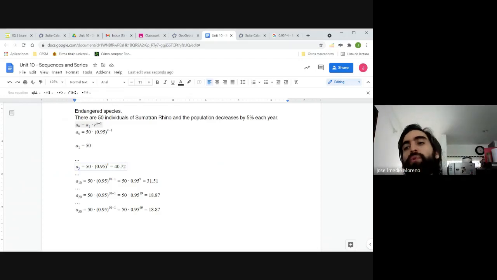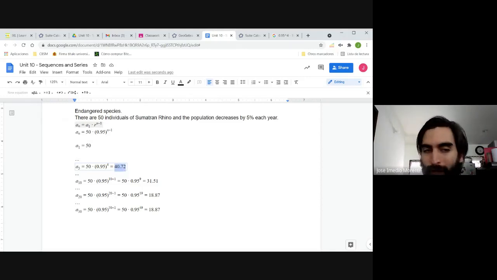Okay, if they keep decreasing by 5% per year, after, like, on the 5th year, so 4 years from now, there will be approximately 40.72. Okay, we would round it to 41 because it's a number of individuals, but as an approximation, yeah, like 40.72 is the estimated quantity.